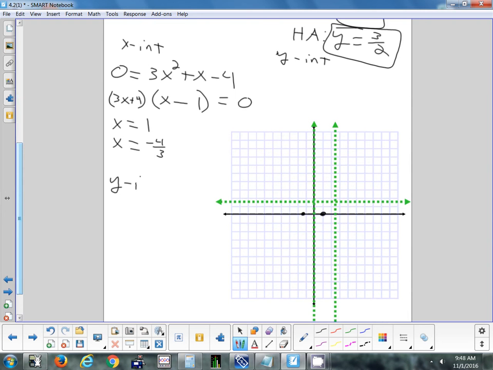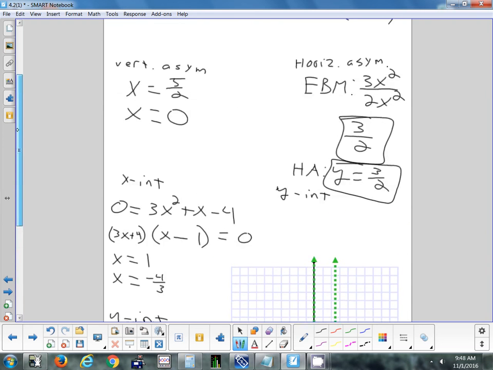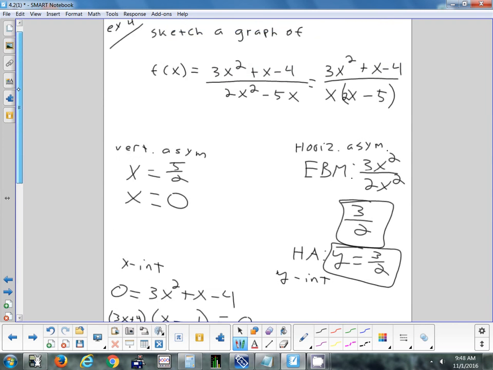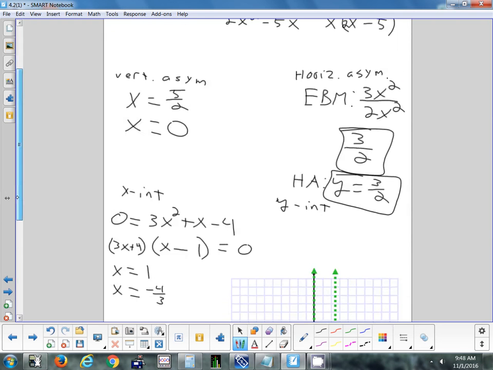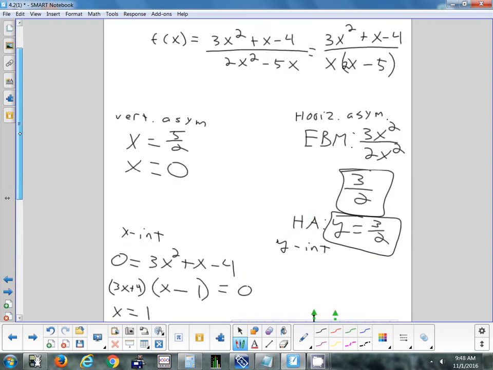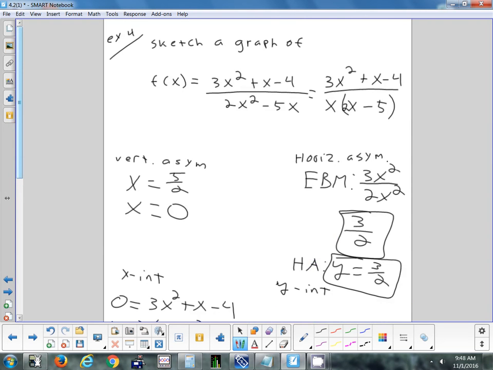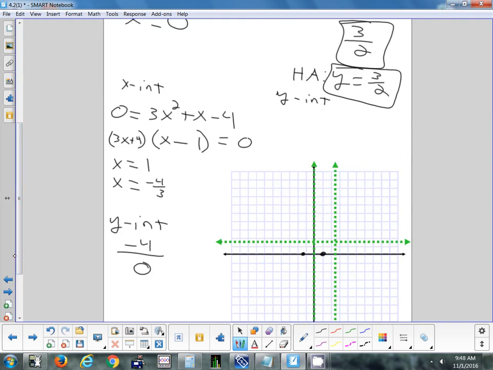Okay, and your y-intercept. We already said we don't have a y-intercept, so let's see what happens if we try to find it. What's 0 squared? 0. Times 3? 0. Plus 0? 0. Minus 4. So the top is negative 4. And what's 0 squared? 0. Times 2? 0. And what's 5 times 0? What's 0 minus 0? 0. Can I divide by 0? No. So there is no y-intercept. The graph never crosses that axis.